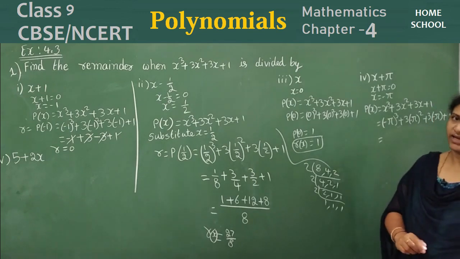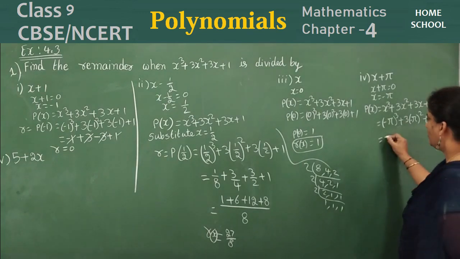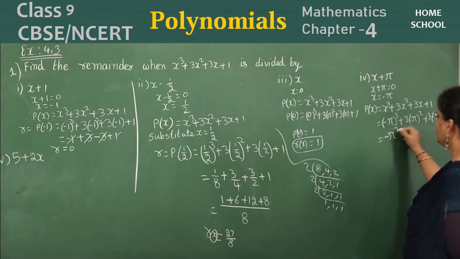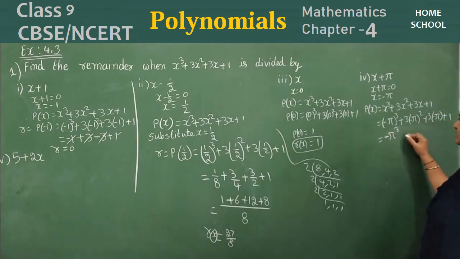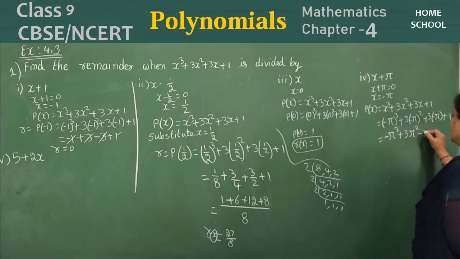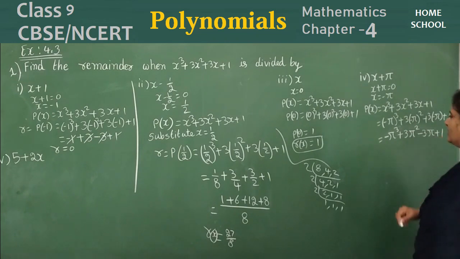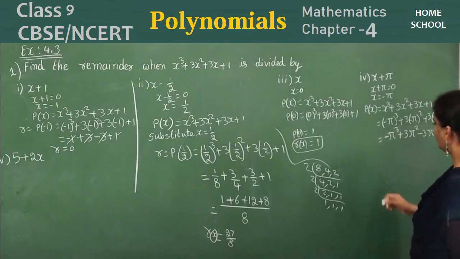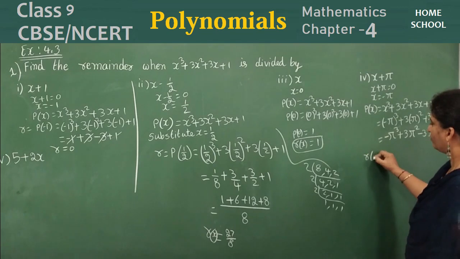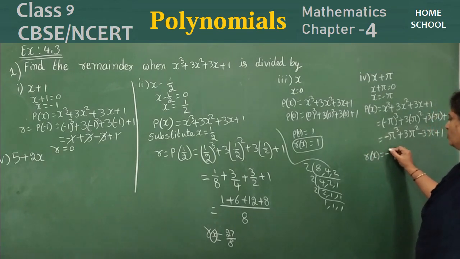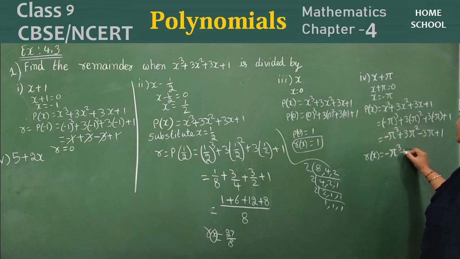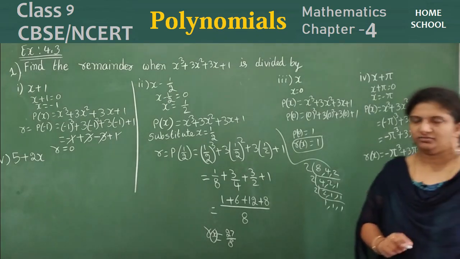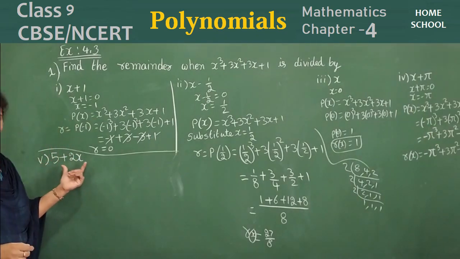Minus, if you multiply 3 times, it will be minus pi cube. And now minus into minus, it will be plus 3 pi square minus 3 pi plus 1. See, a very small remainder we have. Therefore, remainder of x is equal to minus pi cube plus 3 pi square minus 3 pi plus 1 is your remainder. Okay, let's see the last problem of this main.